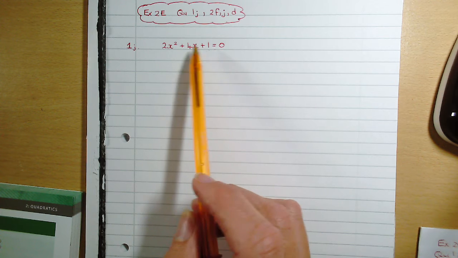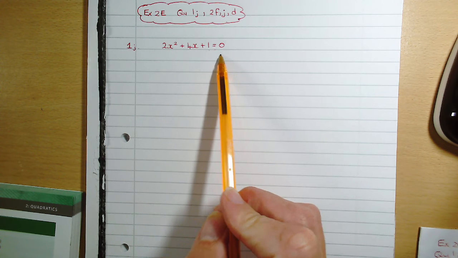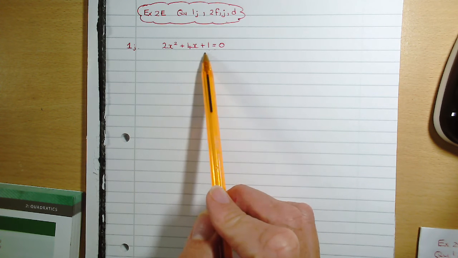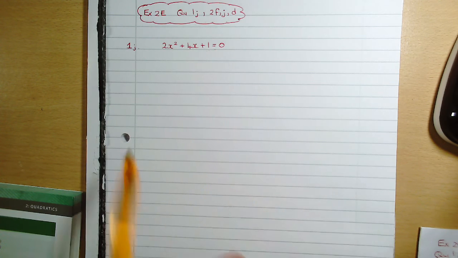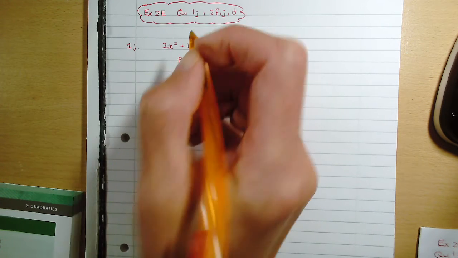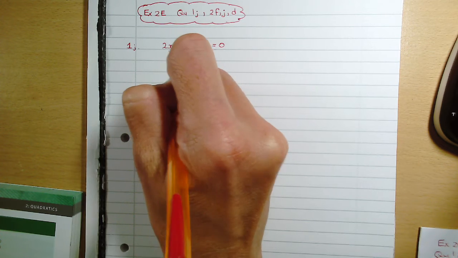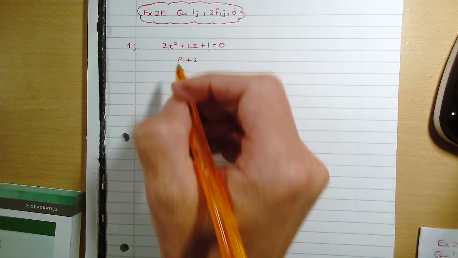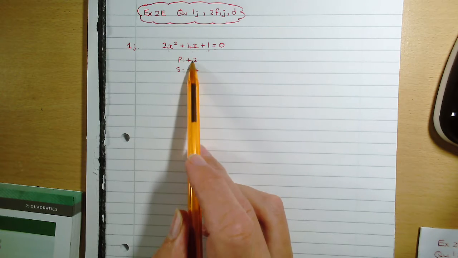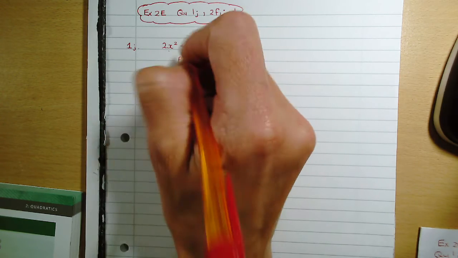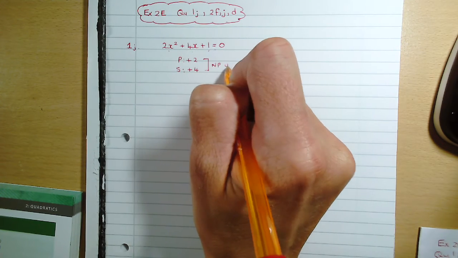First thing you do is, can you divide through by a common numerical factor? The answer is no. So the next plan is to try and factorize the non-zero side using the product and sum method. So our product here would be 2 multiplied by positive 1, and the sum here would be the coefficient of x, which is positive 4. So can we get two numbers that multiply to get positive 2 and add to get positive 4? The answer is no. So it's not possible. So we use the quadratic formula.